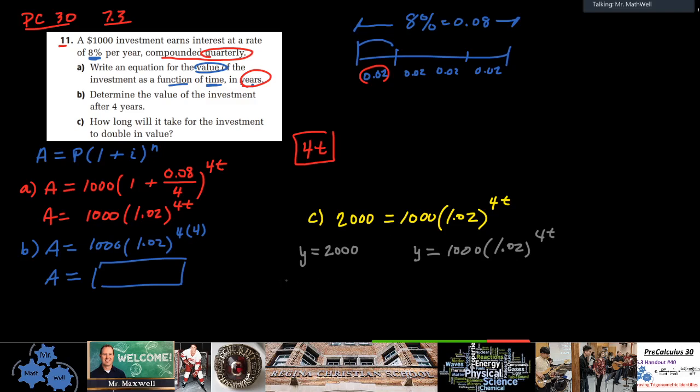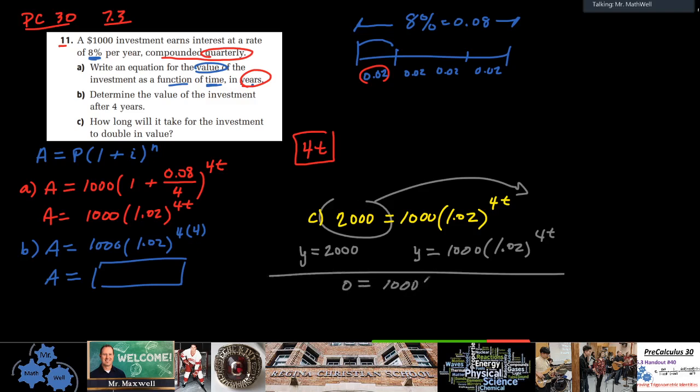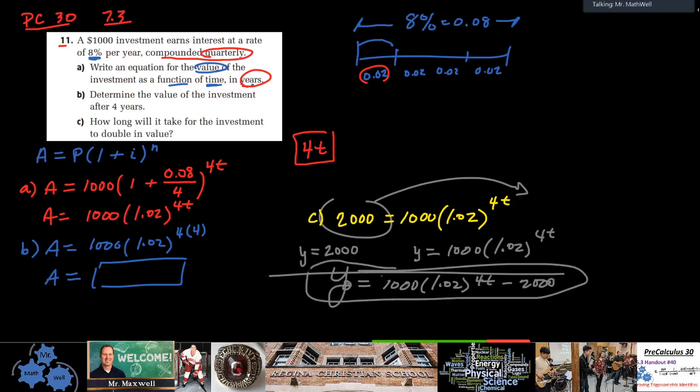Or another way you could do it, this is option number 2, is you could get everything over to the other side here and let the equation equal 0. And so you'd have this right here, minus 2,000. And then you would simply graph that and find the x-intercept. Of course, the x value of the x-intercept will be your answer right there. Again, I'll let you try that. If you haven't tried that yet, I'll give you the answers in just a second.